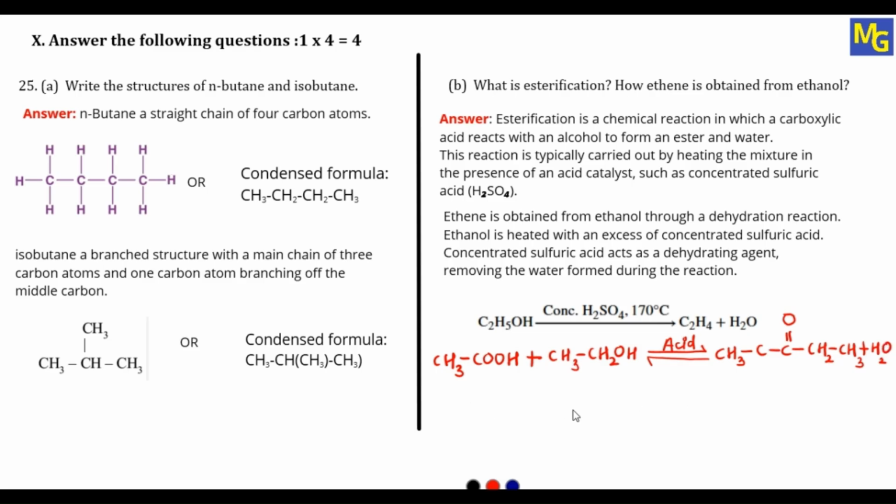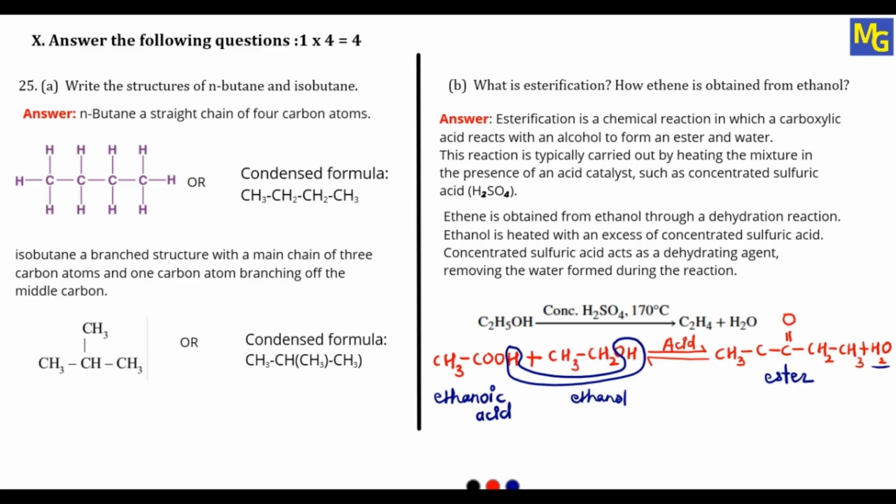If you see this reaction here, this hydrogen and this OH combine with each other and give water, that is this, and the remaining all will combine to give this ester. So I'll write it here ester, I'll write it here ethanol, and this I will write as ethanoic acid. So this is ethanoic acid. So this is the reaction of esterification.